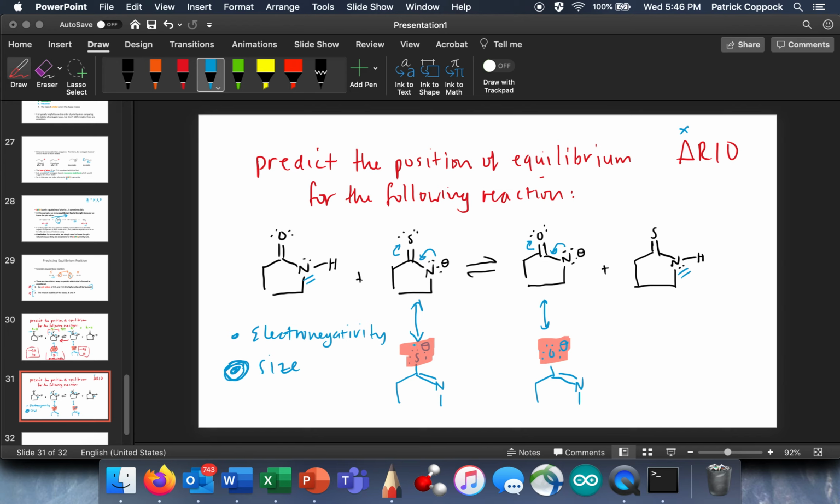Okay? So it turns out sulfur's right below oxygen. It's got an extra shell on it, so it's a lot bigger. Sulfur is a lot bigger than oxygen. And so it turns out this is more stable. So since that's more stable, I'm going to put a star next to it like that with my pen, and I'm going to say the reaction goes this way.